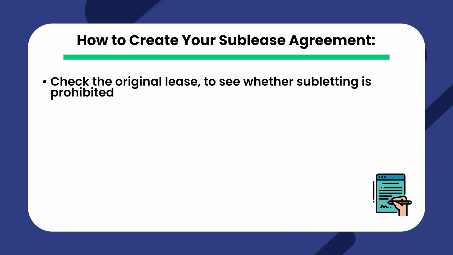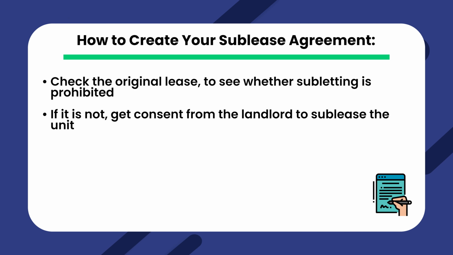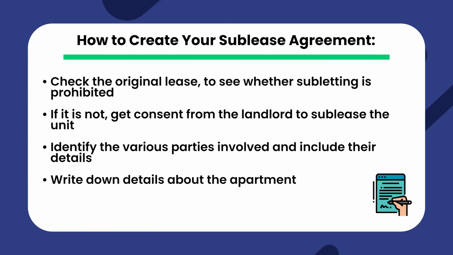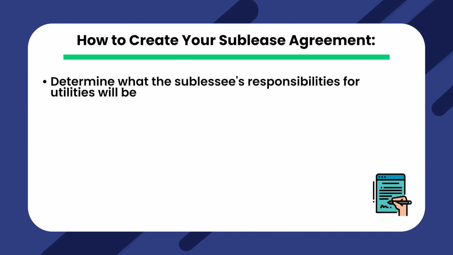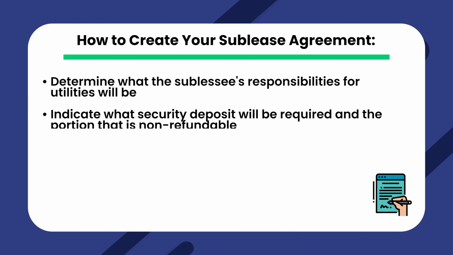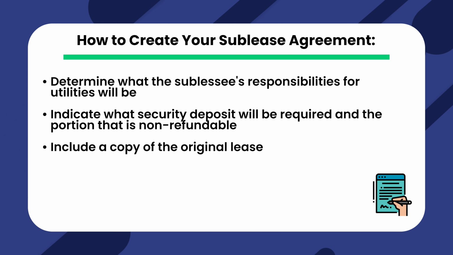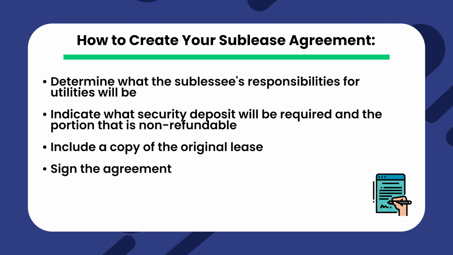In the next section, we provide a step-by-step guide on how to create your own sublease agreement. Check the original lease to see whether subletting is prohibited. If it is not, get consent from the landlord to sublease the unit or a portion of it. Identify the parties involved and include their details in the agreement. Write down details about the apartment, such as its address and current condition. Make a note of the lease term. Determine what the sublessee's responsibilities for utilities will be. Indicate what security deposit will be required and the portion that is non-refundable. And include a copy of the original lease. Lastly, sign the agreement.